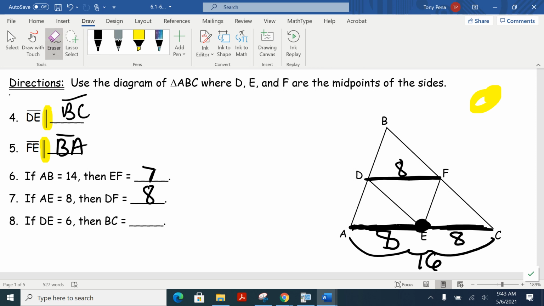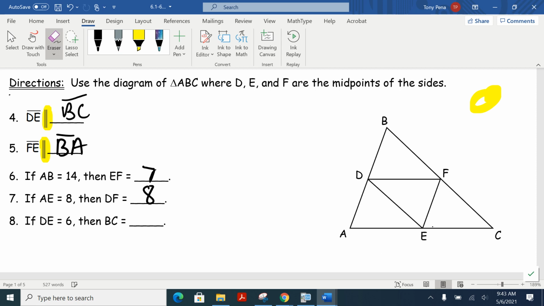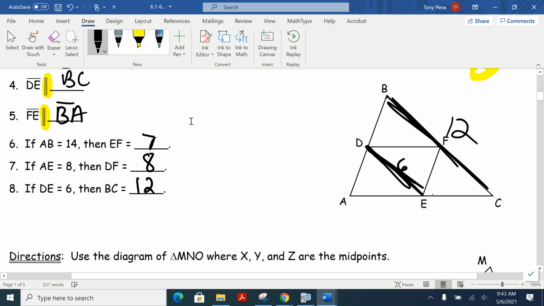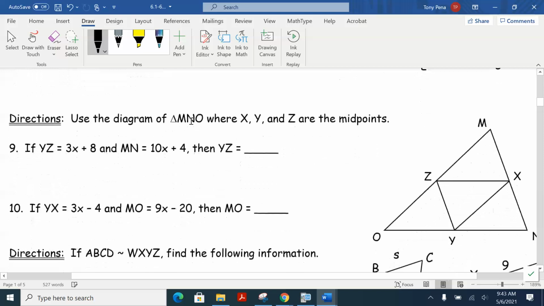Okay, and then DE is what? 6. All right, this one's easy. Vicky, what do we got? Good. That's pretty straightforward. This side is half of its parallel side, so that's got to be 12. All right. So that was that little midpoint theorems of a triangle.